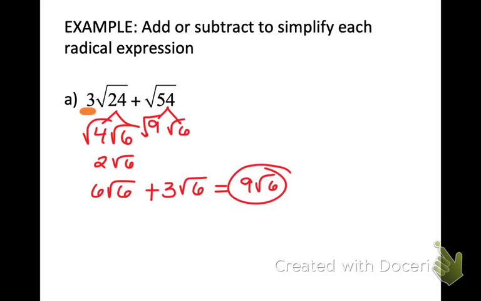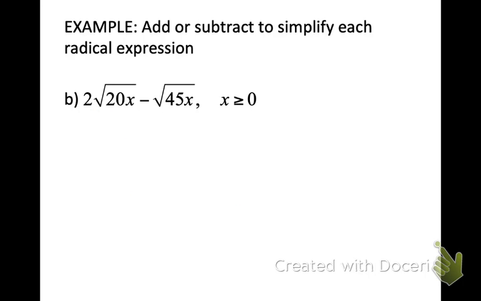Okay, so we have 9 square roots of 6s. Yeah? Did we follow that? Okay. Let's throw a variable into it. So 2 square roots of 20x minus square root of 45x. Because my directions are not saying assume that all variables are positive, the textbook's going to throw that little x is greater than or equal to 0, just kind of instilling the fact that it has to be a positive variable. That's all this means right here.